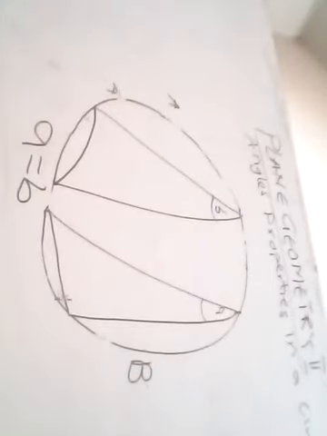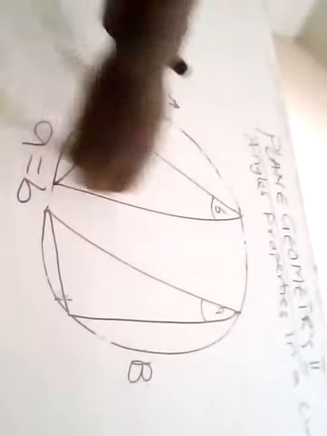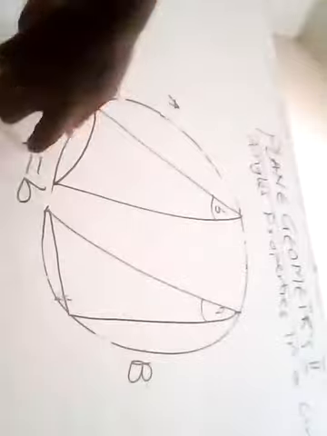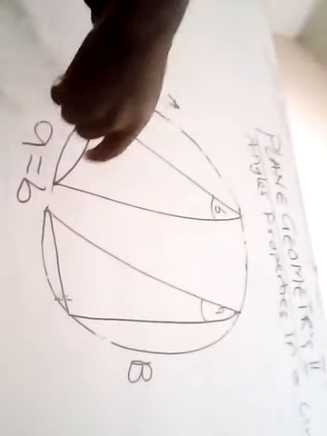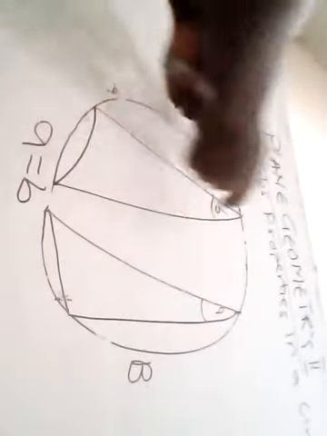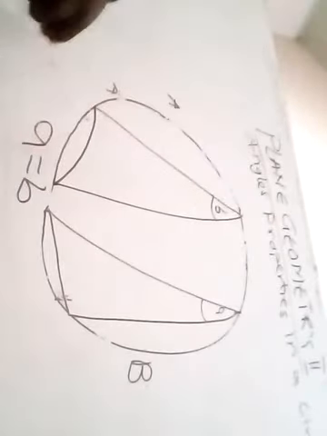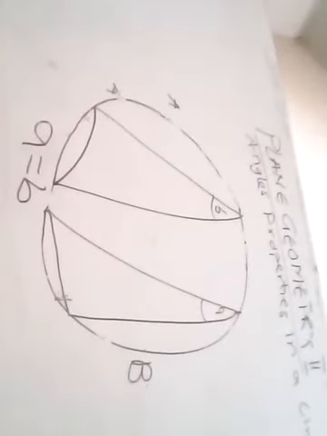Property 5 says equal chords or arcs subtend the same angles at the circumference of a circle. If you look at the figure here, you see they are equal. So A is equal to B because this one is the same as this. So equal arcs subtend the same angles at the circumference. Okay, so let's go to property 6.